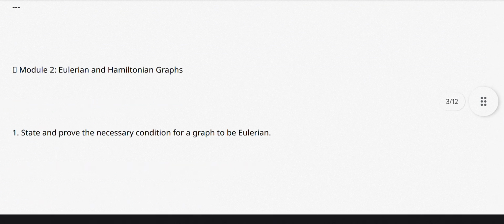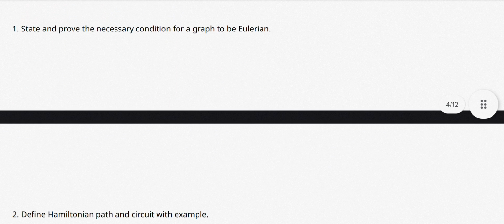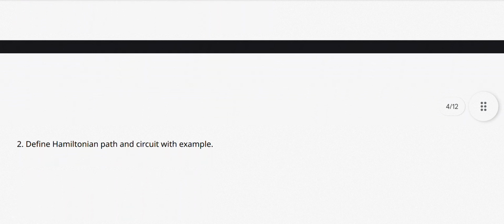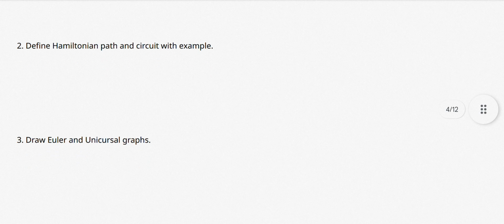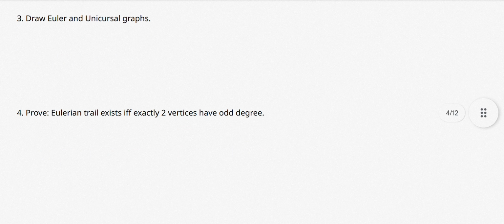Next, Module 2, Eulerian and Hamiltonian graphs. First question, state and prove the necessary conditions for a graph to be Eulerian. Second question, define Hamiltonian path and circuit with example. Next, draw Euler and unicursal graphs.